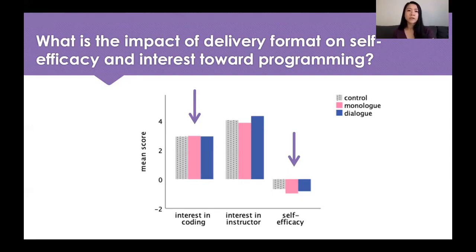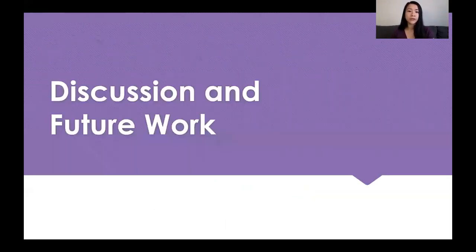Overall, you'll see that self-efficacy in programming decreased after the intervention. And this is possibly because participants were better able to estimate their knowledge of programming after being introduced to it. Interest in the instructor, shown in the middle here, was also unaffected by condition, and Bayesian analysis provided substantial evidence for this result, for the null model rather.